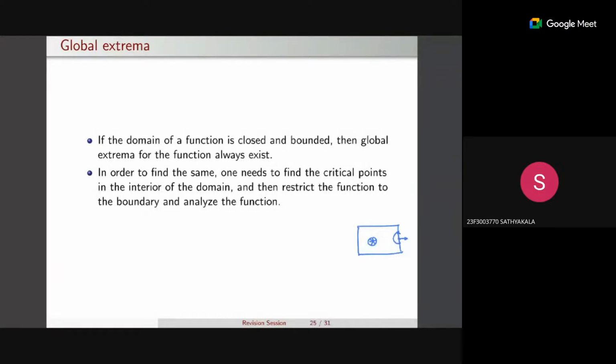I don't think I can take up an example for this, but I'll tell one of the TAs to take up an example to specifically illustrate this one.